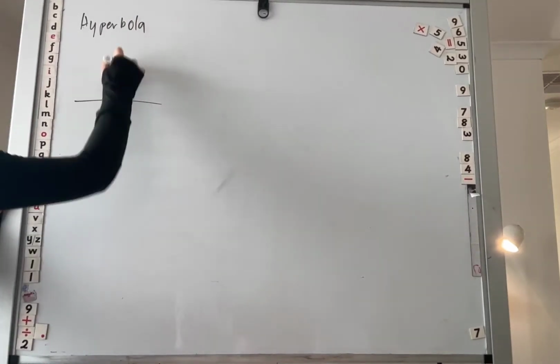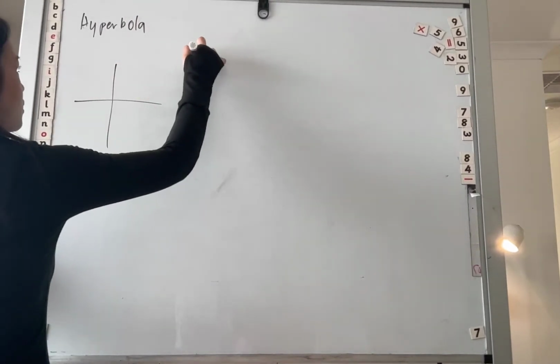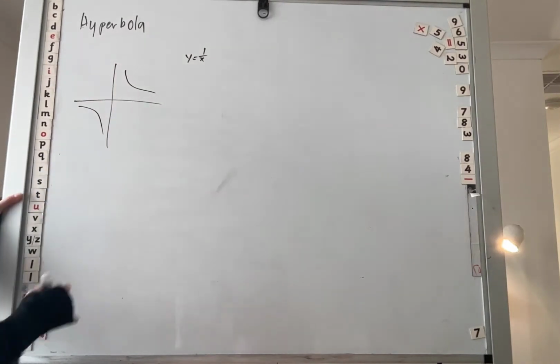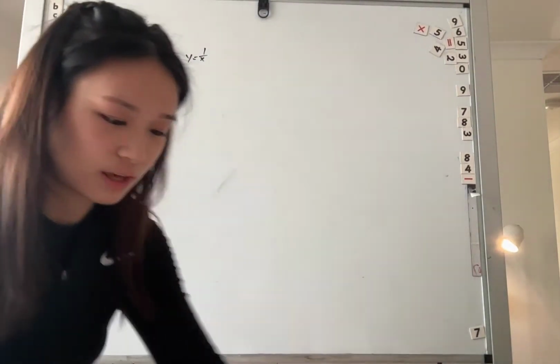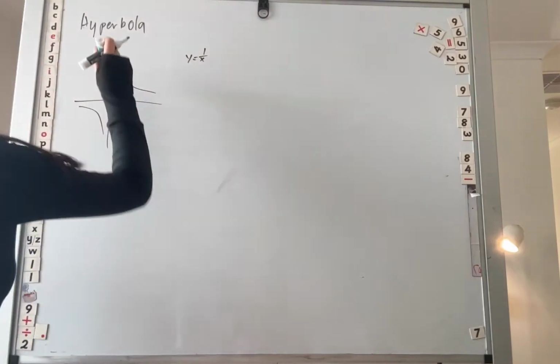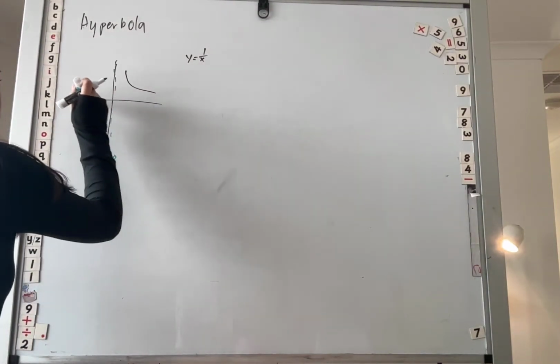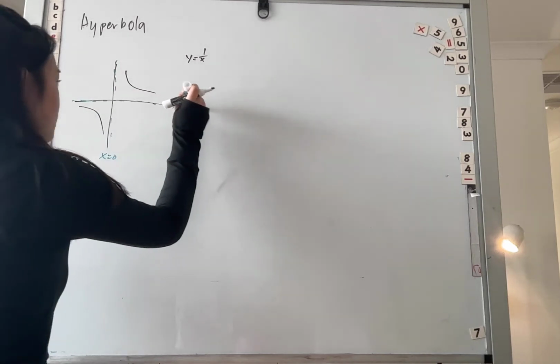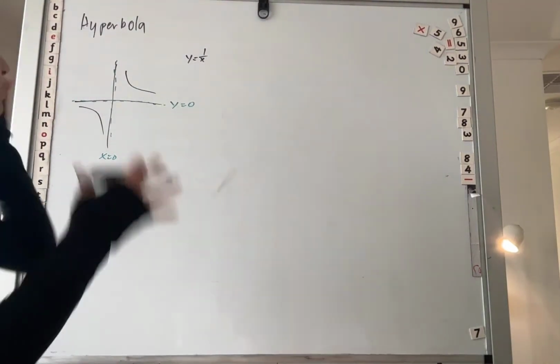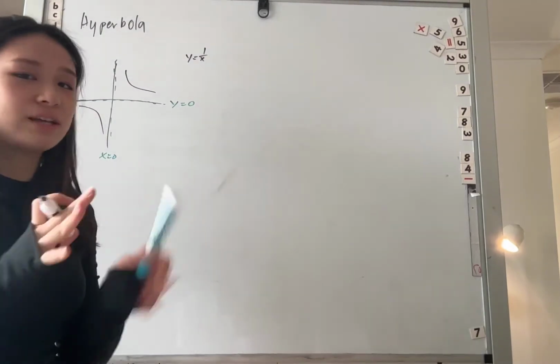And obviously the basic graph that we know is y equals 1 over x. Looks something like this. And I'll explain the shape of this graph, okay? Oh, there's also two asymptotes. x equals 0, y equals 0. Okay, let's explain the asymptotes first. You want to understand this graph intuitively. It makes things a lot easier.